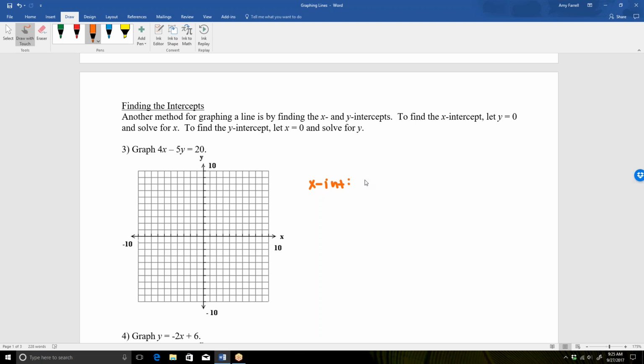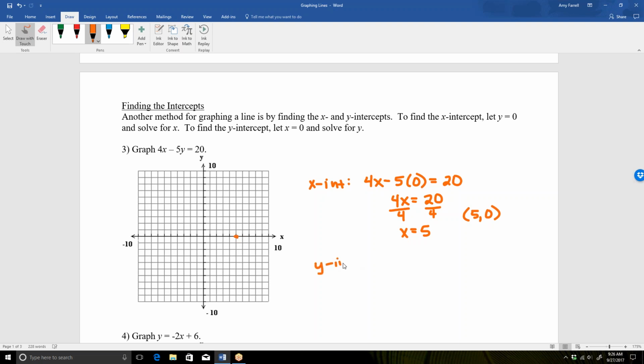So y is going to equal 0 along the x-axis. Okay, so let's see, x-intercept. So I'm going to plug in 0 for y, and 5 times 0 is 0, so I just get this, and divide by 4. So my x-intercept is 5, or as an ordered pair, that would be the point (5, 0). So here's my x-intercept.